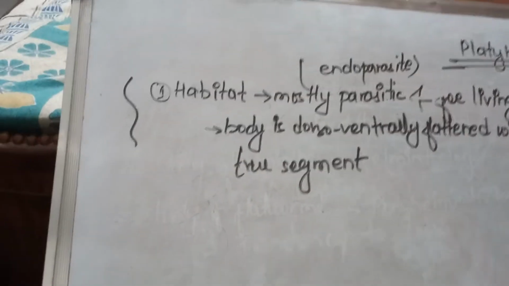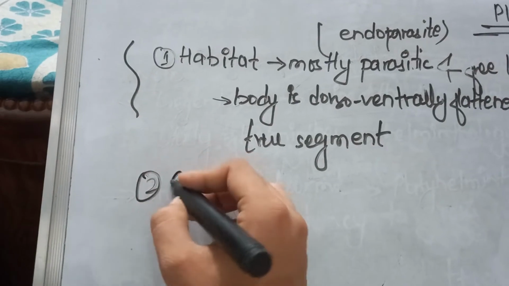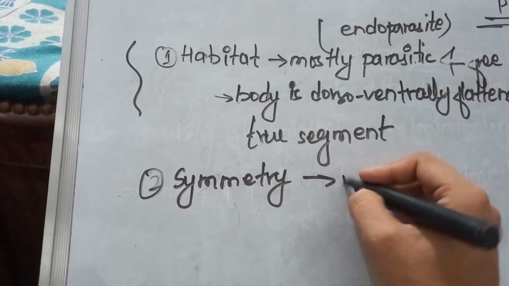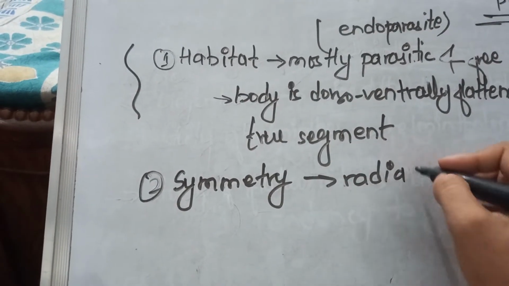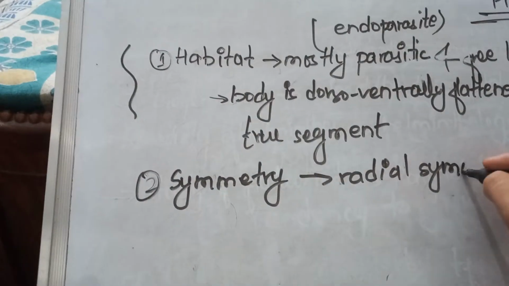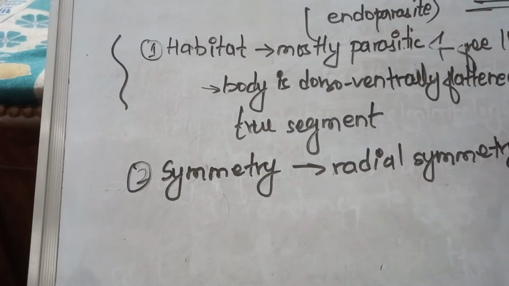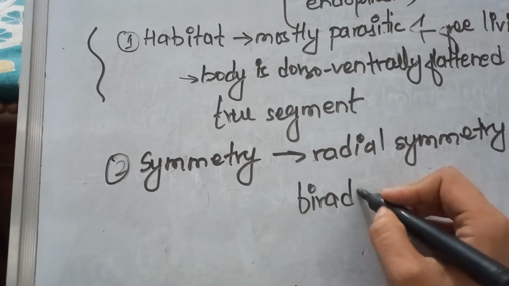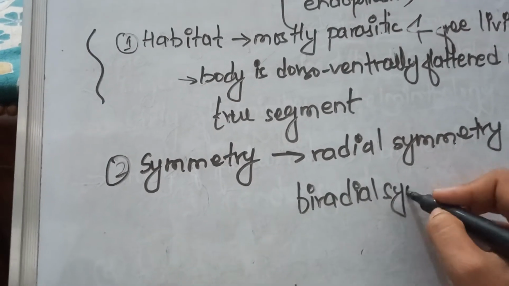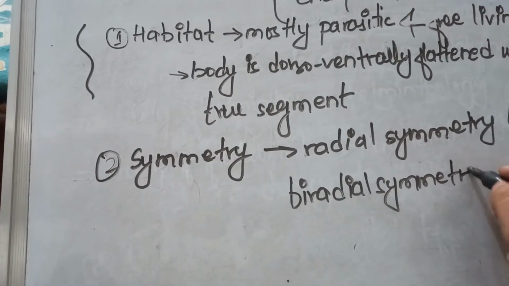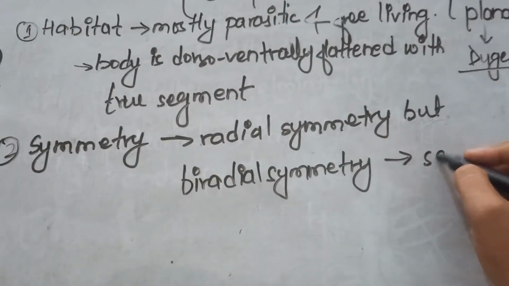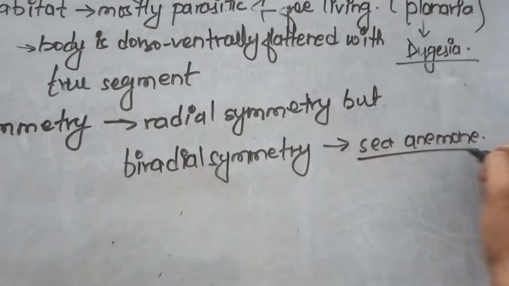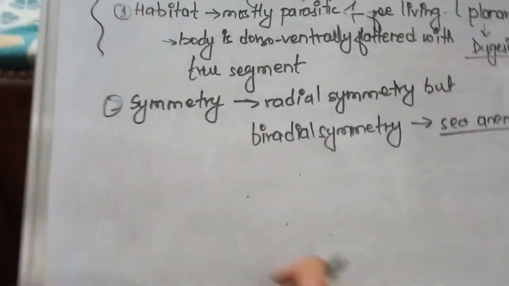Likewise, let us enter on another topic, that is symmetry. What sort of symmetry is here? They mostly belong to radial symmetry, but biradial symmetry you can find in sea anemone.